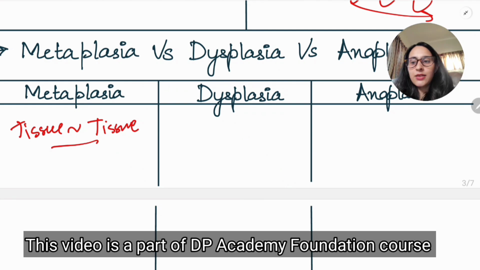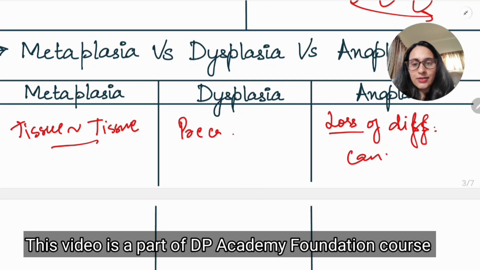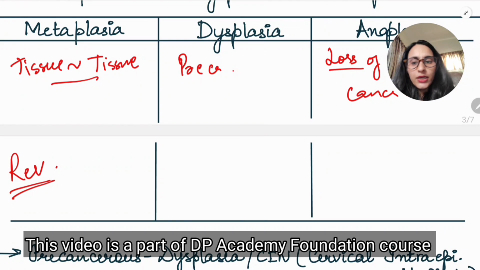That is known as metaplasia. Dysplasia, we have studied, is a precancerous condition, and anaplasia is the loss of differentiation. That is a cancerous condition. Now, in metaplasia, one kind of tissue is changing to another kind of tissue, and this is a reversible process. The tissue can come back to its original form also.